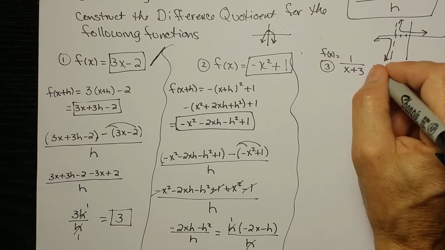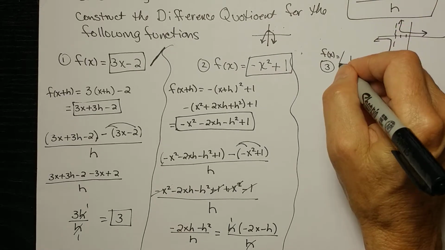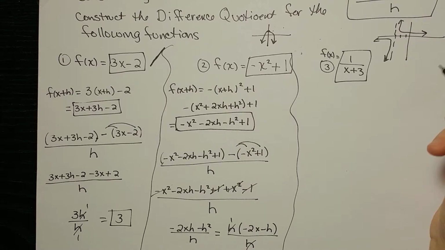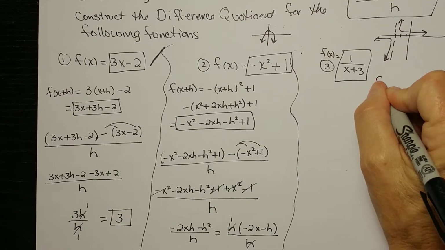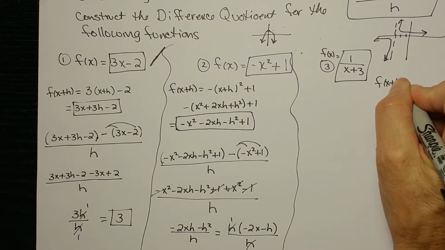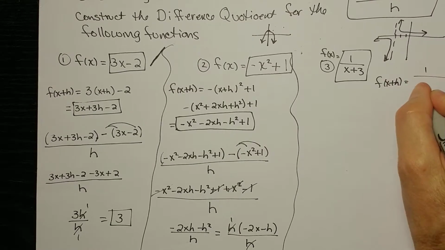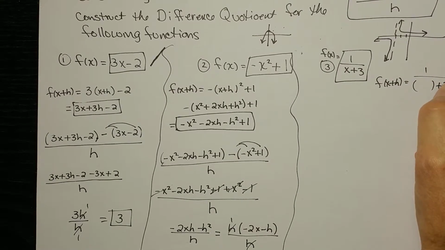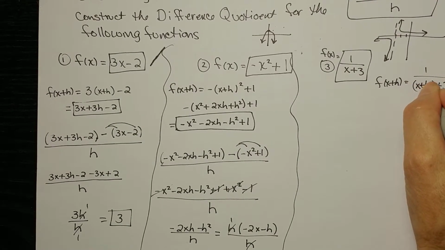This is f of x. That's going to go in right here. That's 1 over x plus 3. F of x plus h, here's my scrap work, will equal 1 over something plus 3. And what I'm going to put in here is simply x plus h.